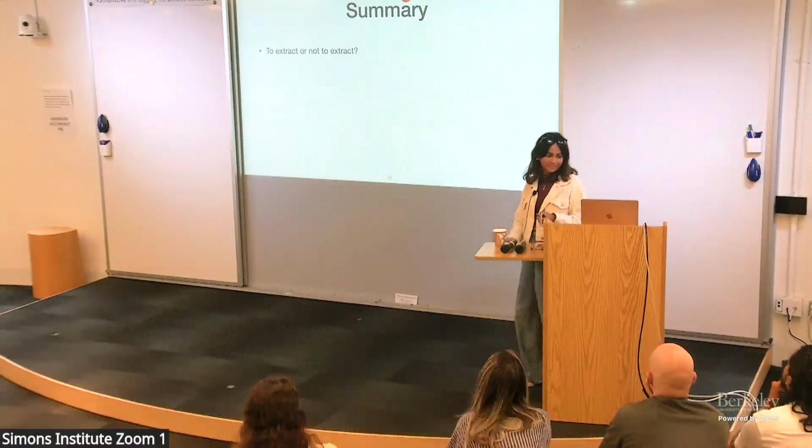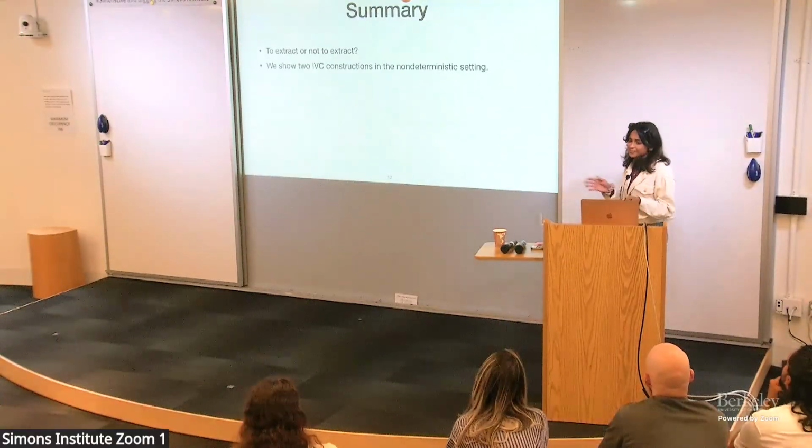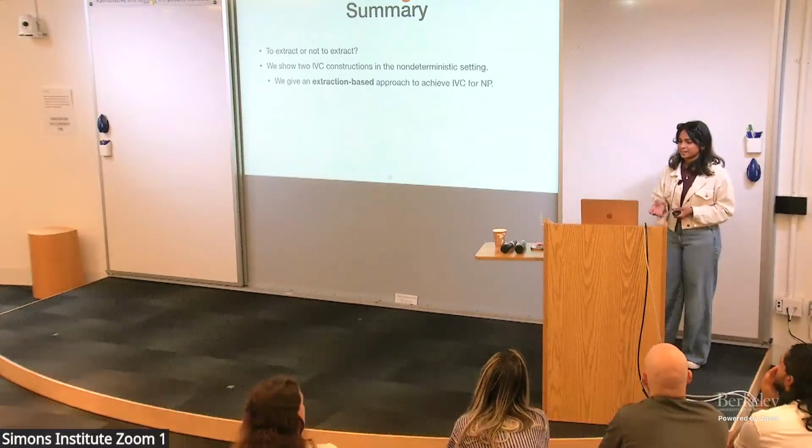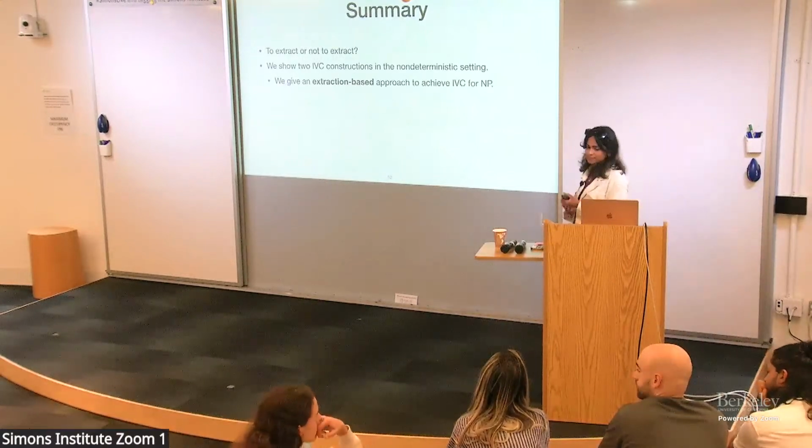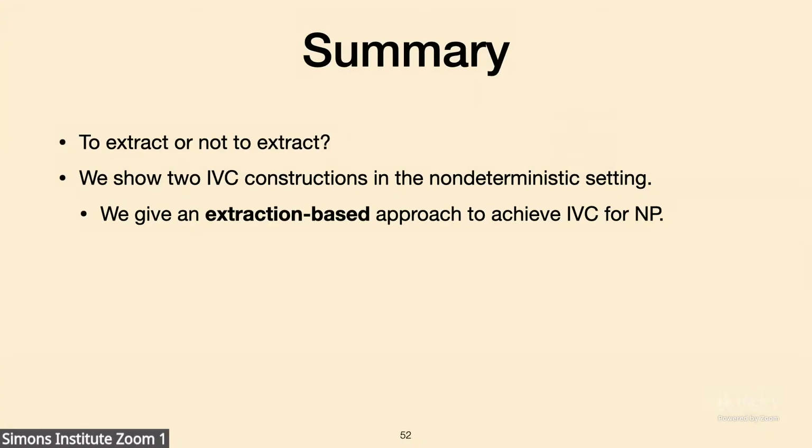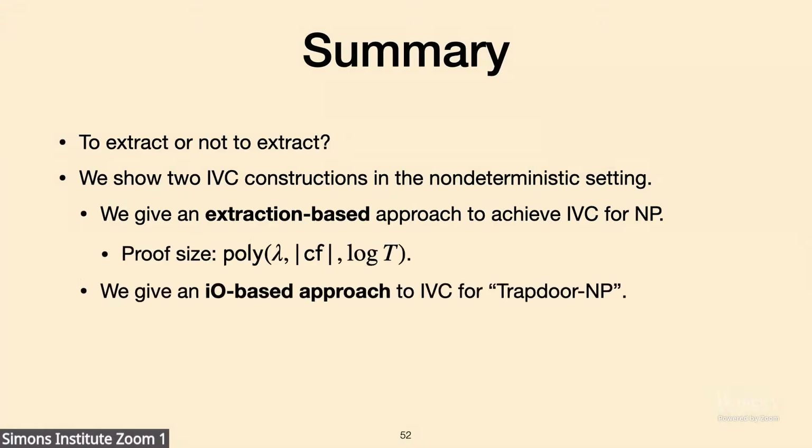The summary: to extract or not to extract. We showed two IVC constructions in a non-deterministic setting. The first one is very extraction-based, using classic techniques, and we get proof size lambda, c f, and log t. If you don't want to use IO, then you can also get something here. And then we give an IO-based approach for trapdoor NP with no extraction, and proof size poly lambda, or poly lambda comma log t.